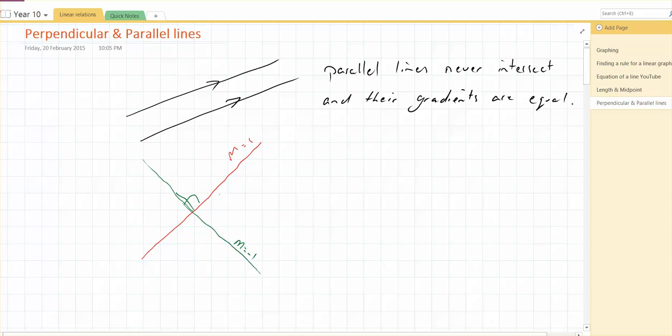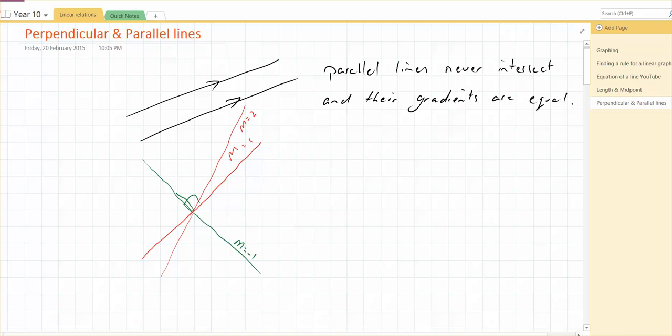If this line with gradient of 1 becomes a gradient of 2, so we go across 1 and up 2 now, each time, to form a line of gradient 2. So as this line comes down, across 1 down, this one down 2, so it's doing this all the while. This now has a gradient of 2.